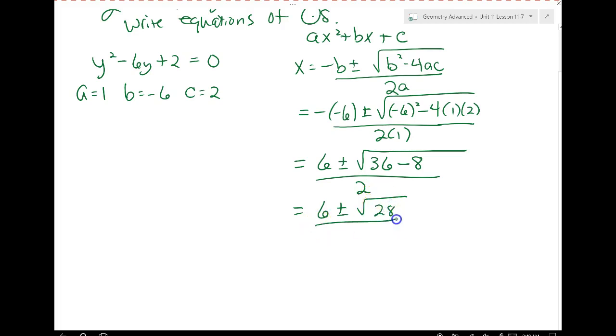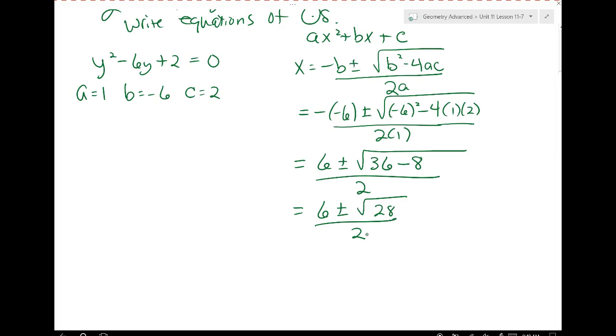28 all over 2. Now, with that, I have to make sure everything's in simplest form. Is everything in simplest form? No, what's wrong? I can divide by 2 right now to anything except for the 6. And if I can't divide the 2 into the square root of 28, I can't do it.